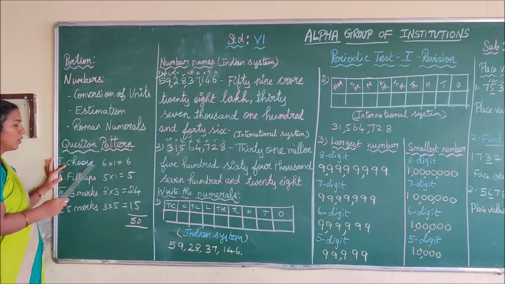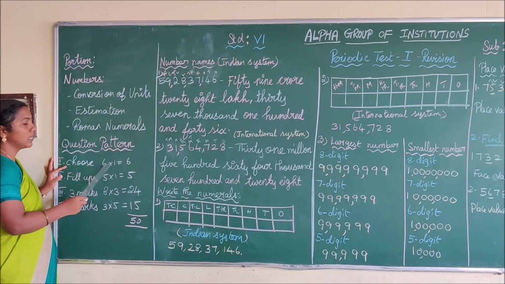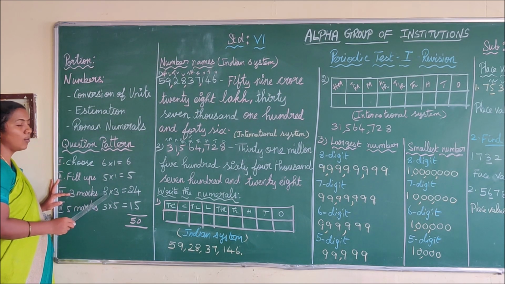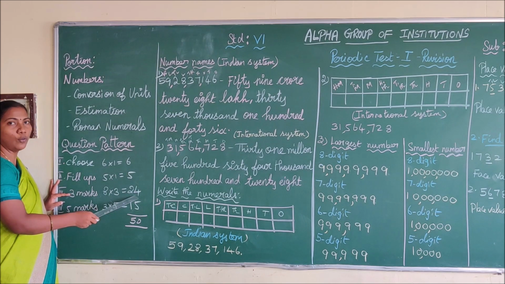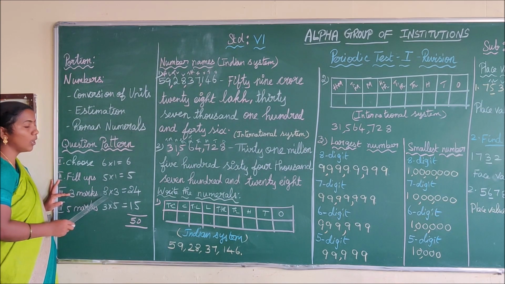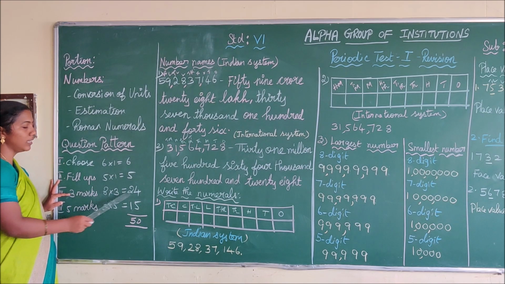For 1 mark, you have choose and fill-ups: choose for 6 marks and fill-ups for 5 marks. Then for 3 marks, you have to answer 8 questions. 8 into 3 is 24 marks. There will be a choice for one question here, so you have to answer only 8 questions. So 8 3s are 24.